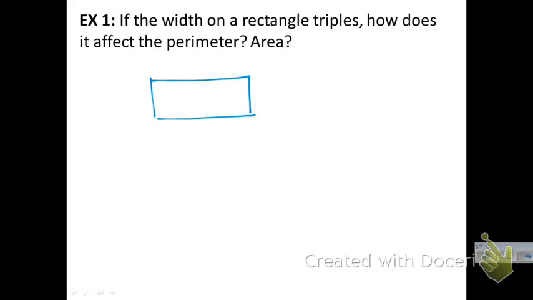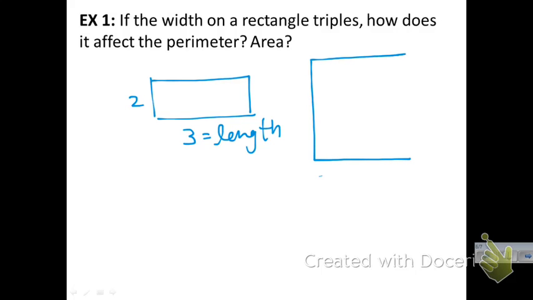Let's say it's 2 by 3. And let's call this the length. So if the width triples, what impact will it have? So that means that this 2 will become a 6. And how does it affect the perimeter? Well, to find the perimeter of our smaller rectangle, we add all of our sides. So 2 plus 3 plus 2 plus 3 is 10.